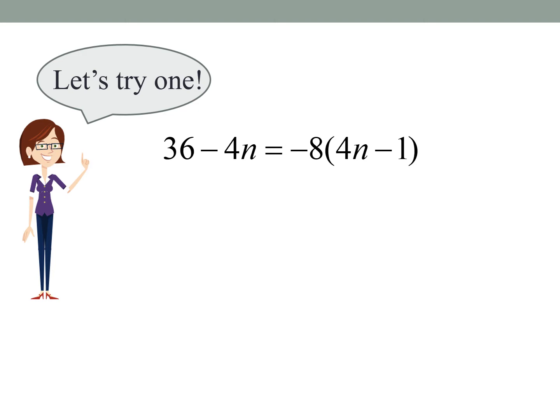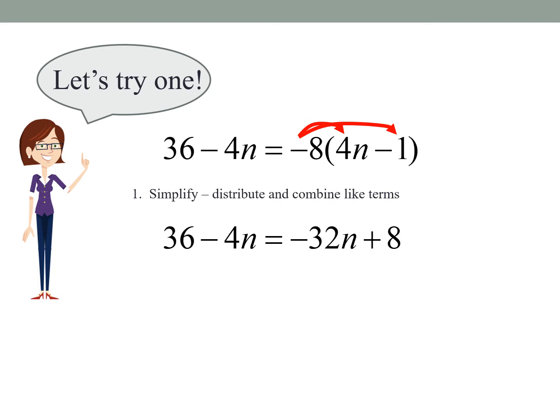So if you remember, the first step is to simplify the equation, and so we're going to distribute. So I'm going to take this negative 8 and multiply it by the 4n, and then take the negative 8 and multiply it by the negative 1. So I will have 36 minus 4n equals negative 32n plus 8.